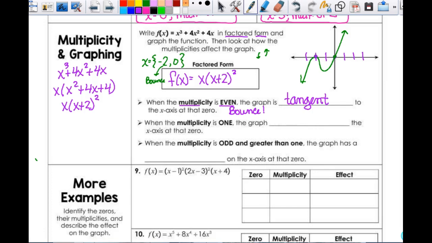Okay, so if the multiplicity is 1, bam, then the graph intersects the x-axis at that 0.